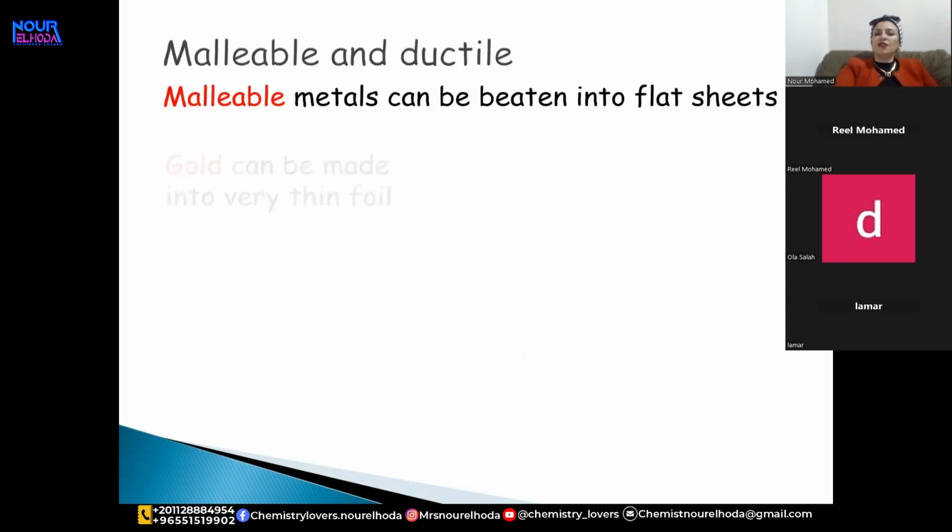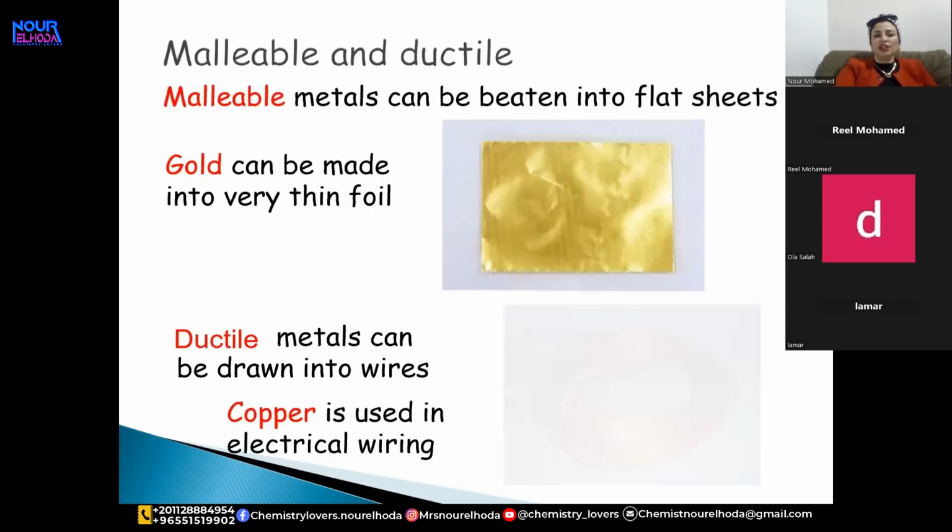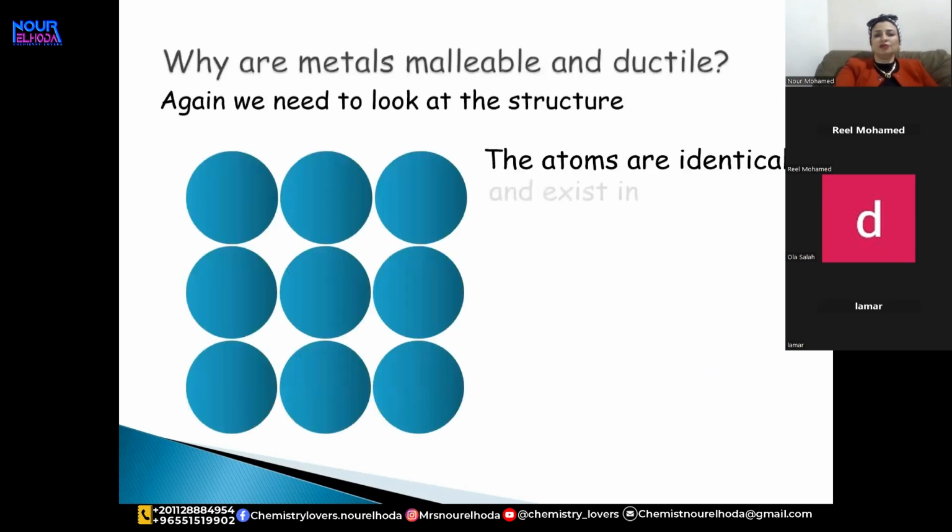Like this. We use it in wires, and it has a lot of uses. Our last question: metals are always malleable, while an ionic compound is brittle. But what's the difference between malleable and brittle? Why are metals malleable?